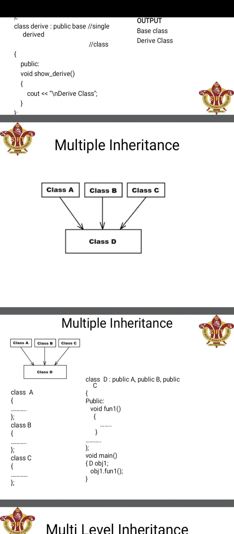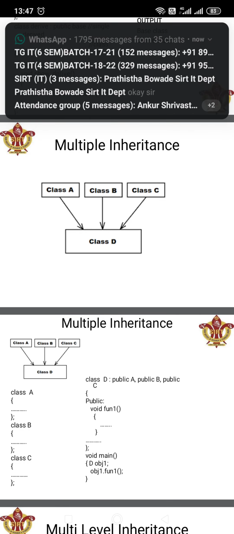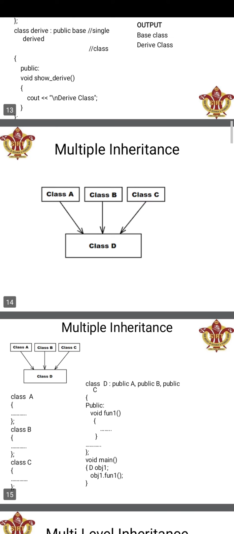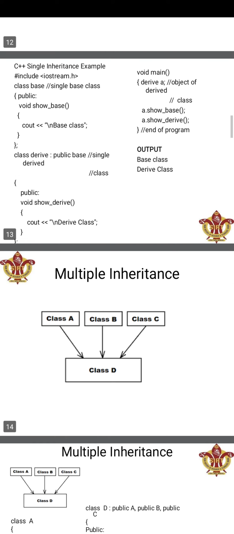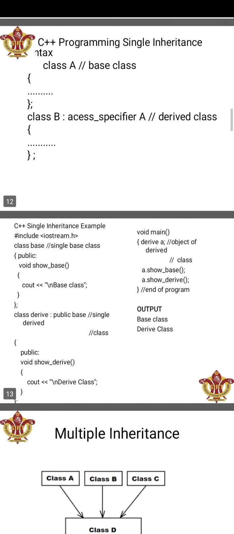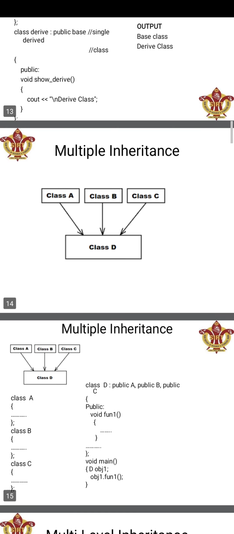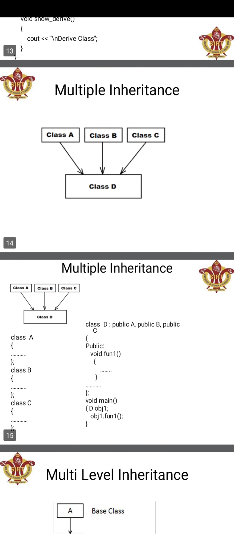Good morning, class. Now, our next topic is multiple inheritance. In continuation with the previous lecture, we have seen single level inheritance and its program also. Now, we will see the syntax of how multiple inheritance is implemented in the programming language. In multiple inheritance, we have multiple parents through which a child class inherits the properties.